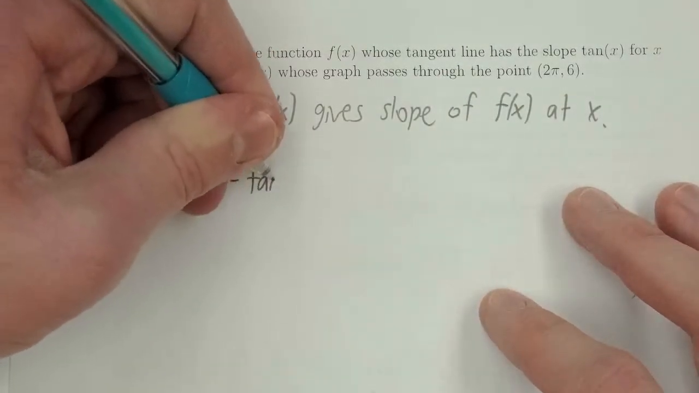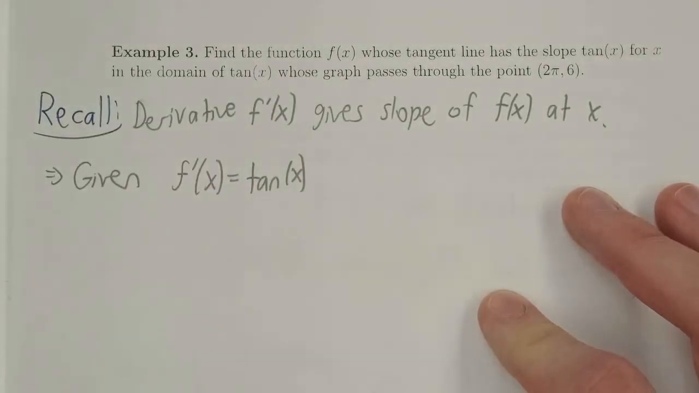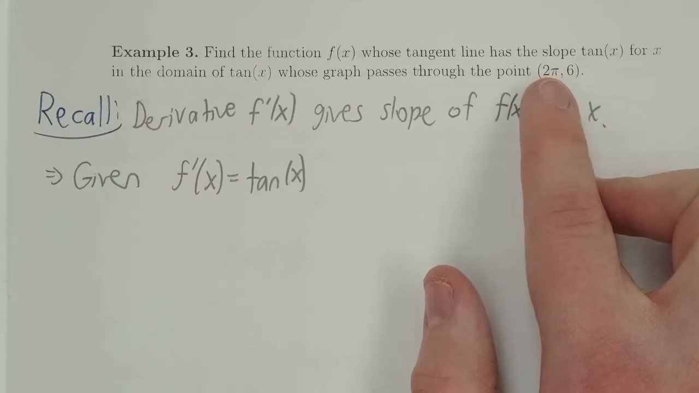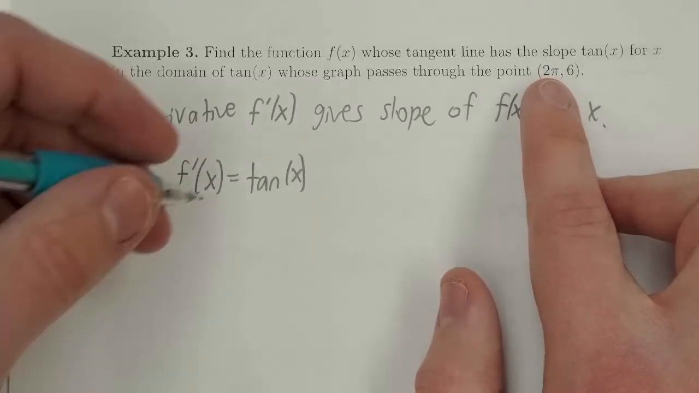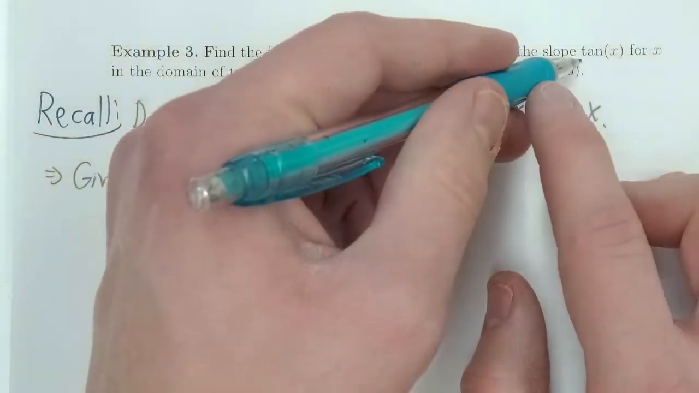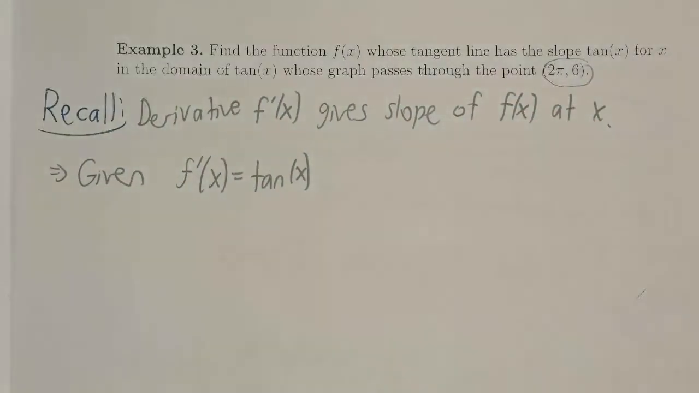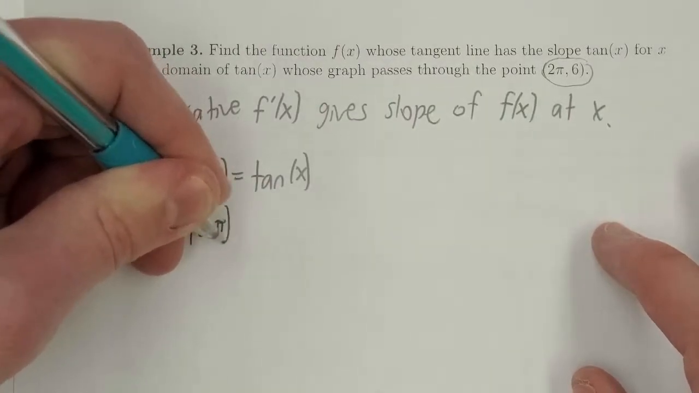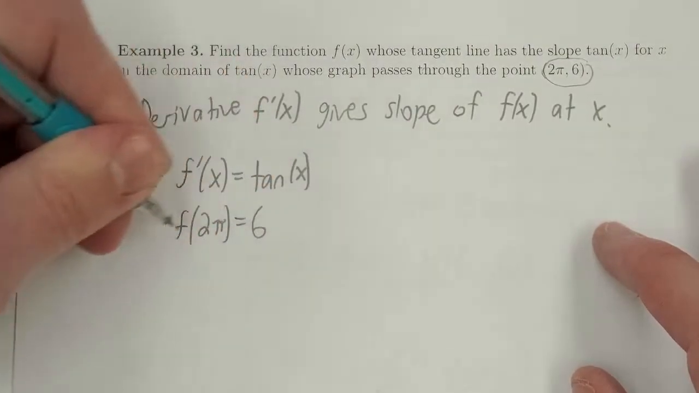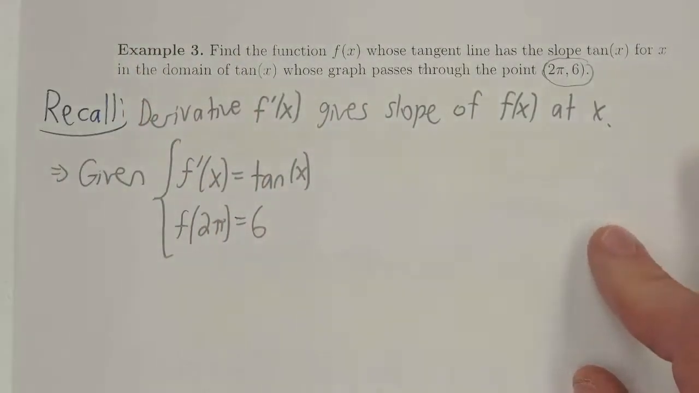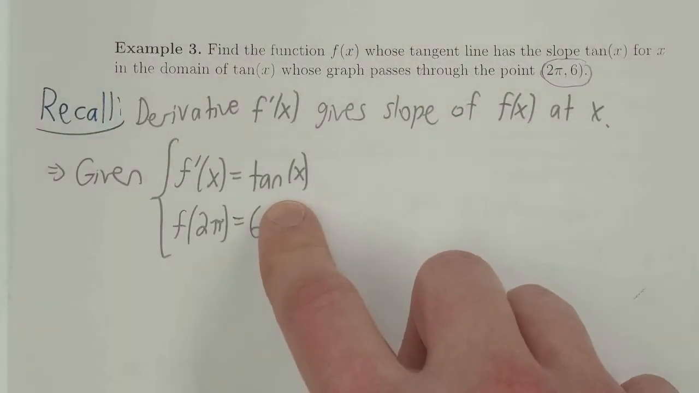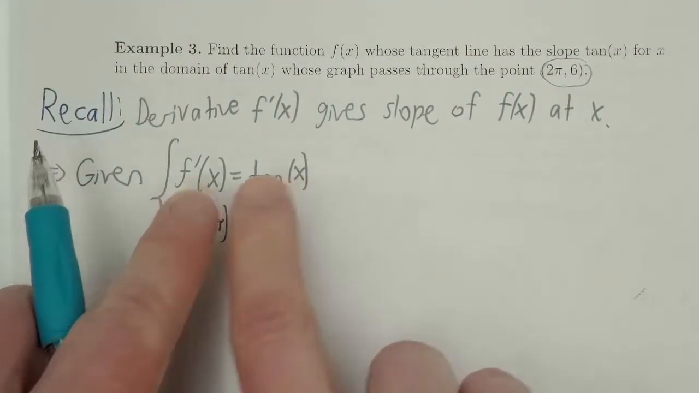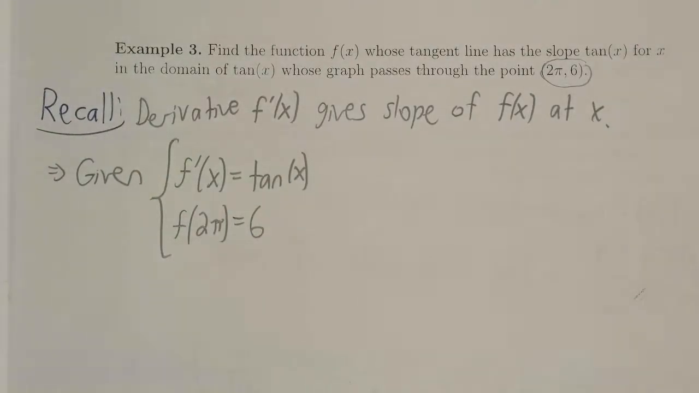So we're given f prime is tangent of x, and we're also given a specific point on the original function. If we treat this point as something of the form x comma y, we have f of, in this case, let x equal 2 pi, and you should end up with 6 out of this, right? Okay? So we're given a function whose derivative is this, and we're given initial data points, or just some data point, right? Which looks an awful lot like those initial value problems you saw in Calc 1, right?